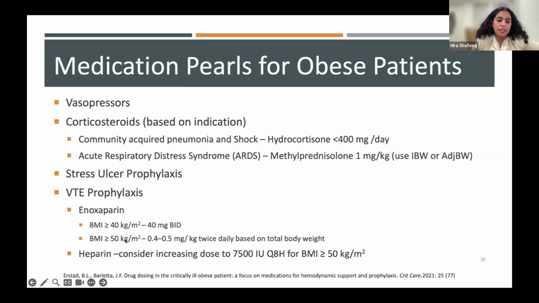Some hospitals do still have a recommendation of getting an anti-Xa level. So if your hospital does follow that, that's also something that's recommended. And again, those levels are specific for prophylaxis.